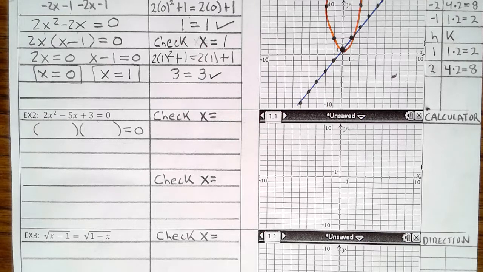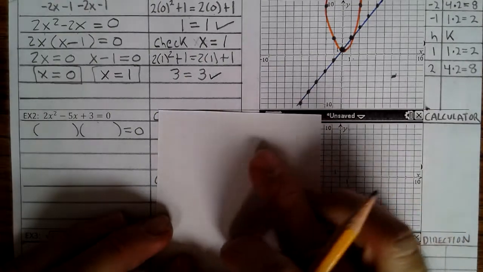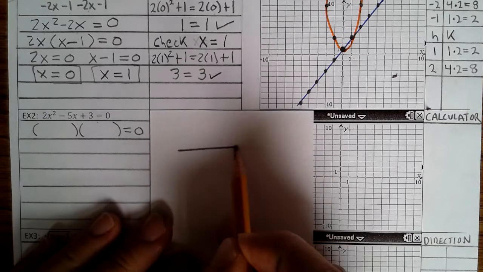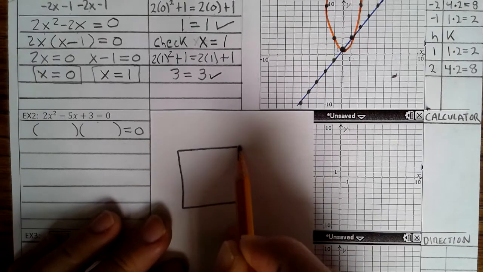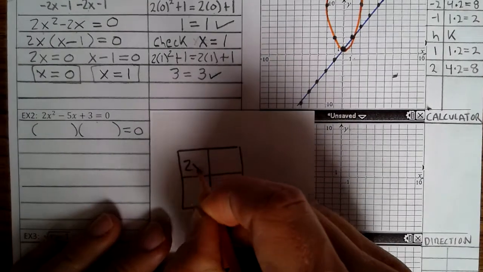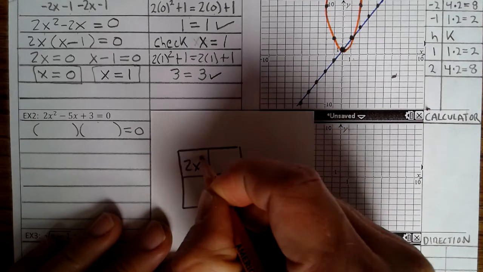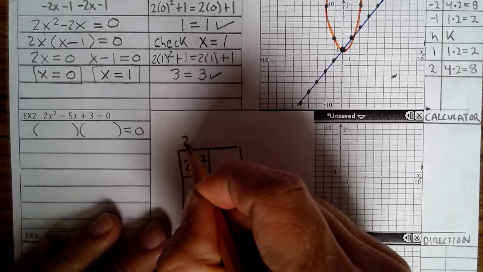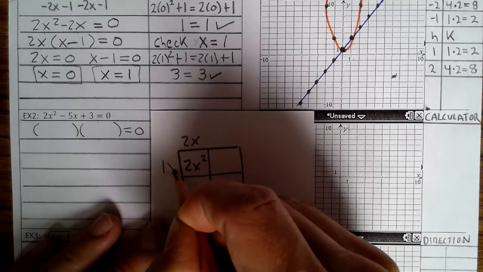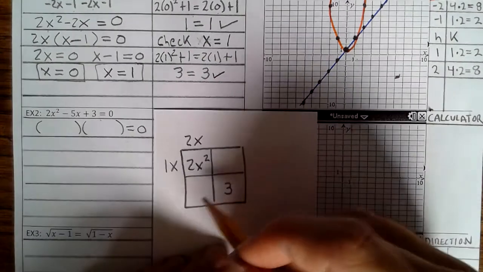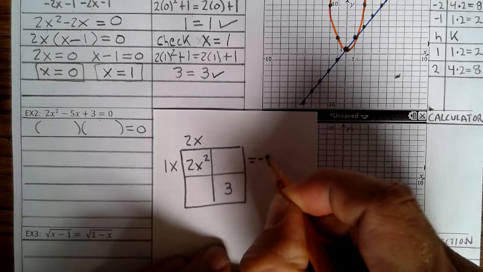All right, so I had to grab a note card because we want to solve this by the reverse box method. First term, last term. Now we know that 2x and 1x make 2x squared, and we know that these two need to combine to be negative 5x.